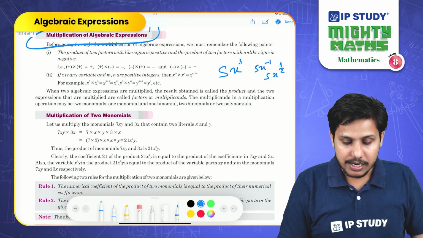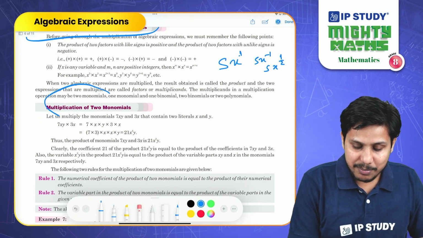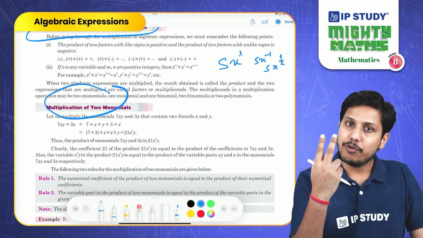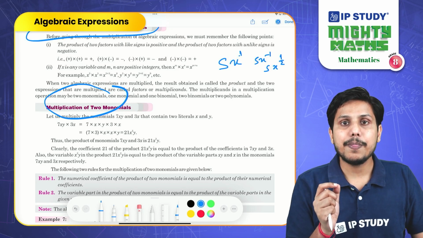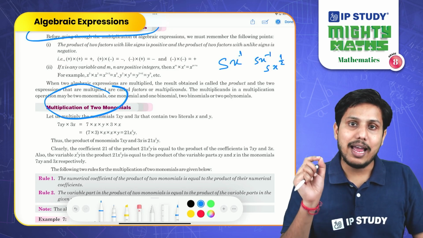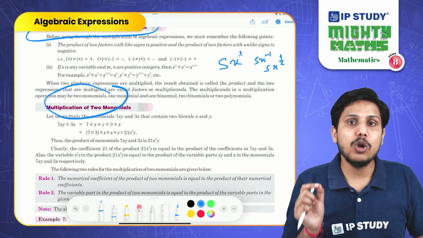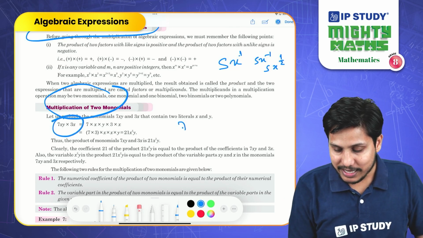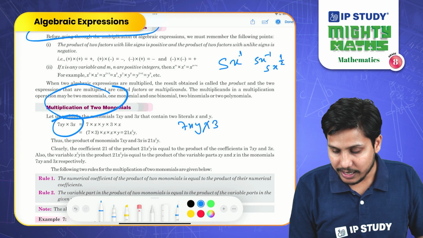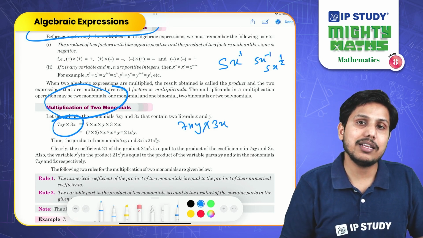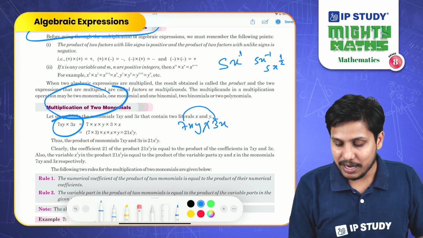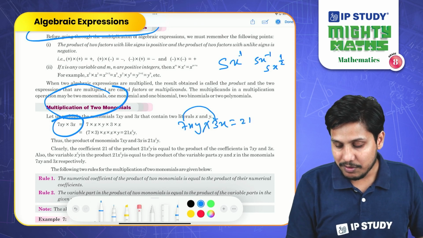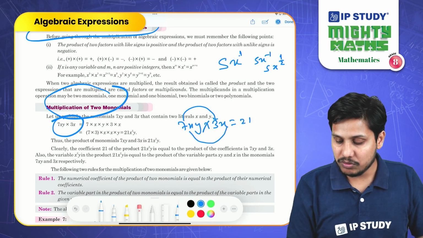Yes, students. Now, how to multiply two monomials? It means algebraic expressions with only a single term where the variables have exponents that are whole numbers. To multiply two monomials, we multiply their coefficients. Let's suppose we have to multiply 7xy and 3x. Then we'll multiply the coefficients: 7 times 3 is 21. Then we multiply the variables, so xy into x.